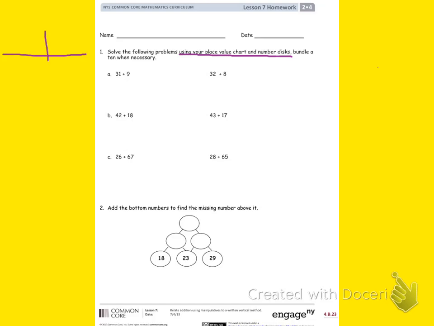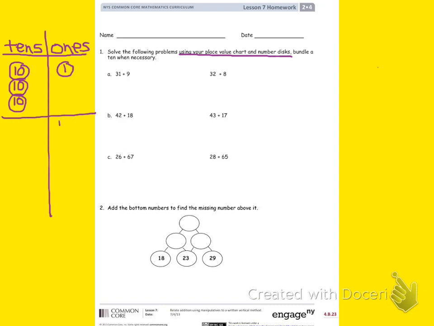Here is my place value chart. I will label it 1s and 10s. Now for the number 31, I know that there is 1 in the number 31, so I will draw it. And there are 3 10s in 31, so I will draw 3 10s. Okay, now I need to add the 9 1s. 1, 2, 3, 4, 5, 6, 7, 8, 9. Here's my equals line.